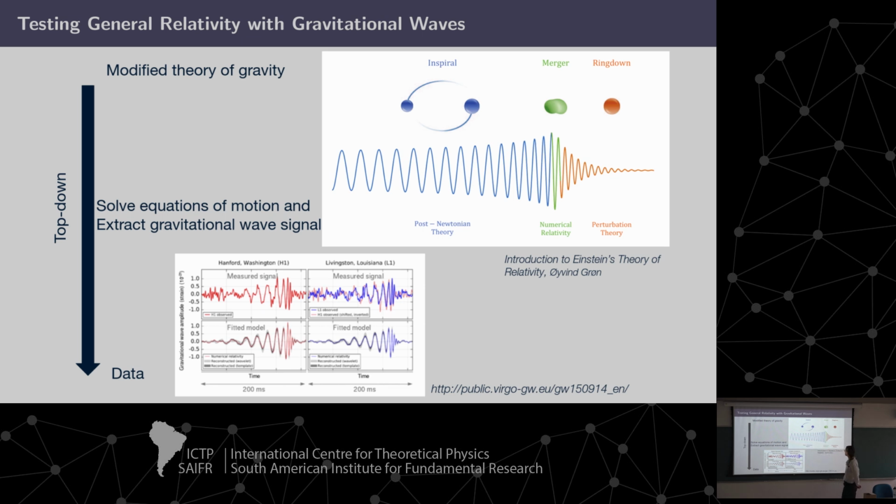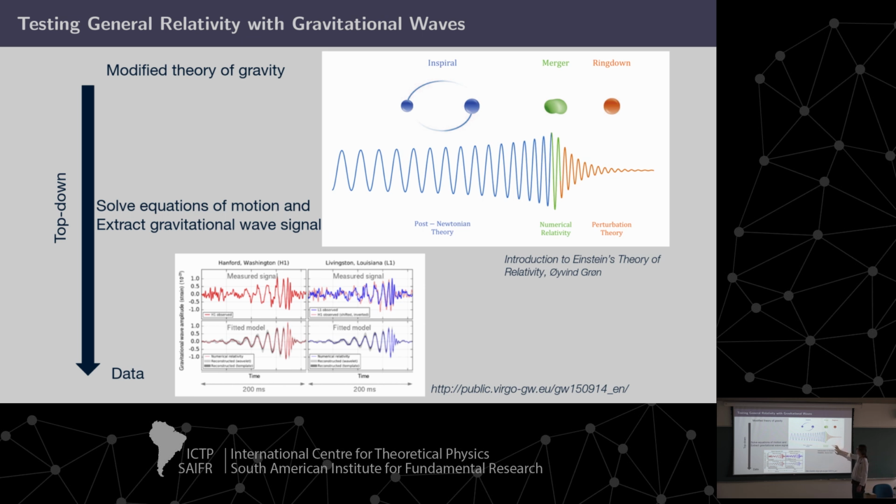solve the two-body problem. Here I want to emphasize that this typically requires a combination of various kinds of methods. During the inspiral, where the black holes are quite far from each other, people usually use post-Newtonian theory, so analytical methods. Then you have the merger, where we require numerical relativity, and this is what I'll be focusing on today.